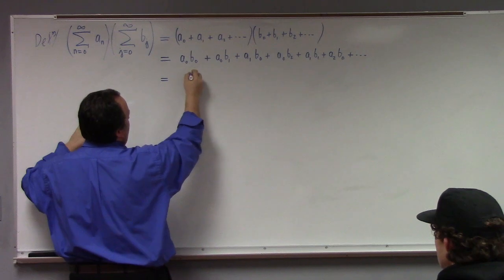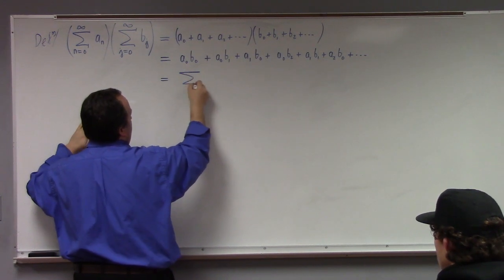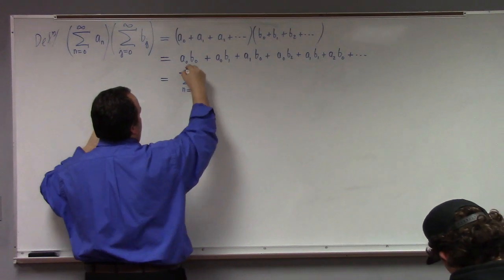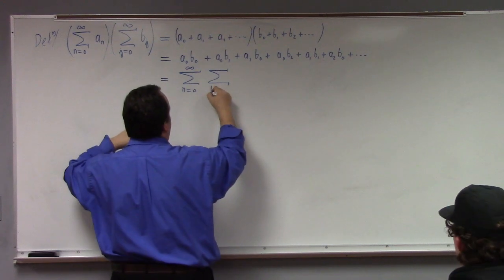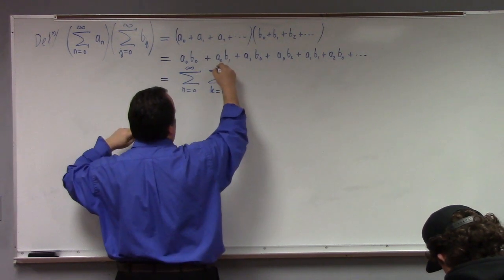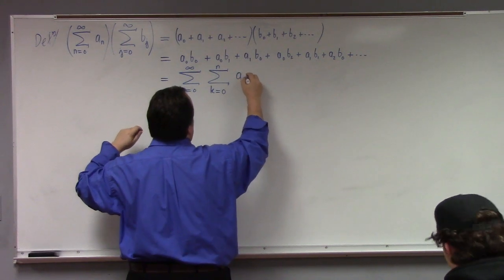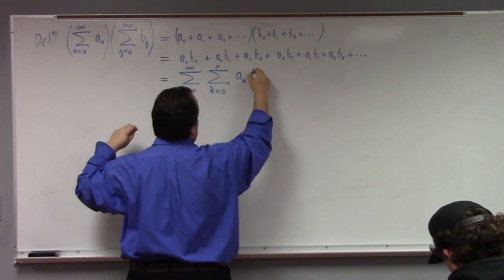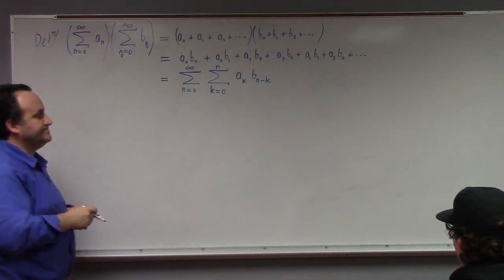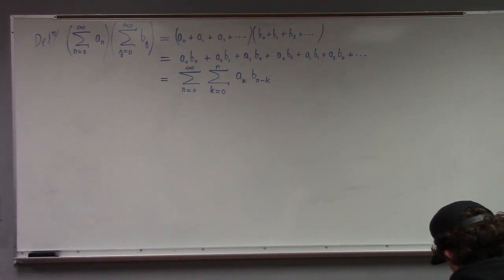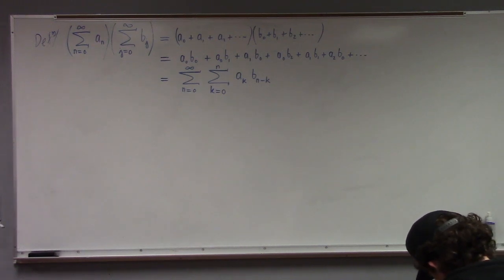So anyway, if I write a formula for this, a stone cold formula, here's what it looks like. The sum n equals 0 to infinity of the sum k equals 0 to n of a sub k and b sub n minus k. That would be the definition of how to multiply series. Again, I do need to assume one of them is absolutely convergent.